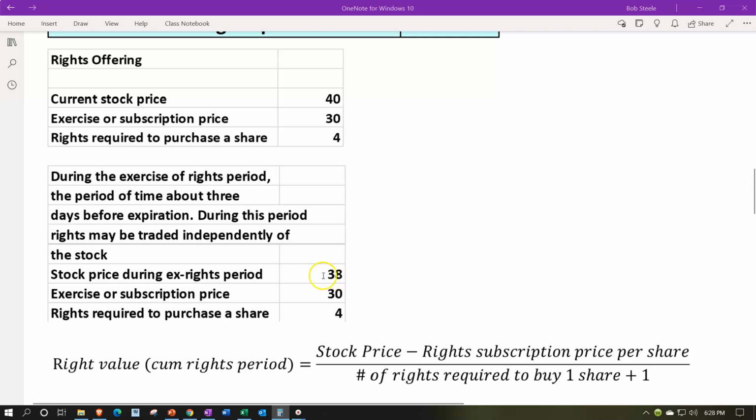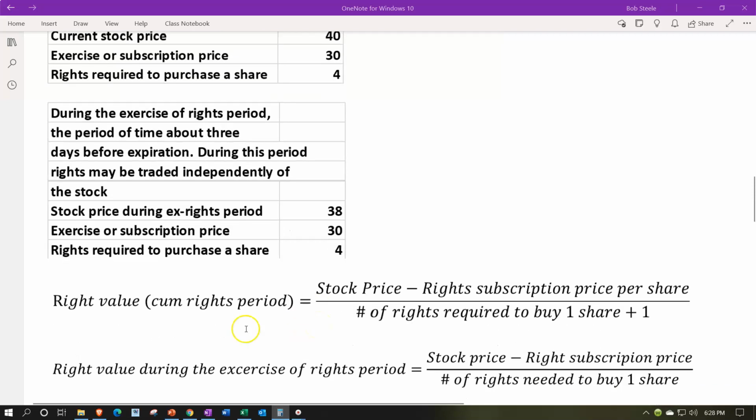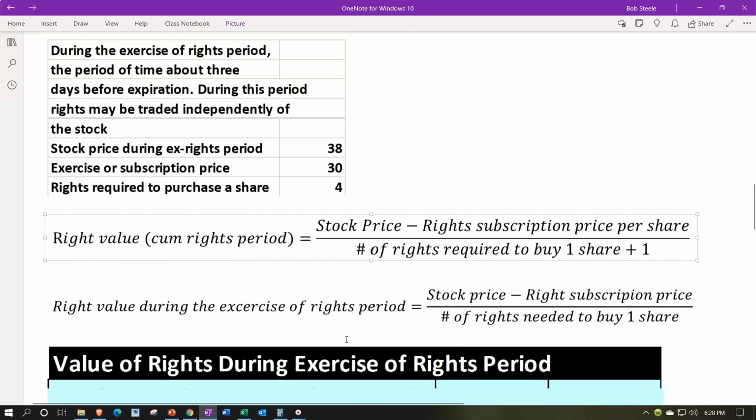That means the stock is now at a lower value, that 38 value here. The exercise or subscription price is still 30, but now the stock price ex-rights, as opposed to the stock rights-on before, which was 40, is 38, and we still have 4 rights required to purchase a share. During the cum-rights period, you'll recall, the equation up top had the plus 1. Now the rights value during the exercise of rights period is the formula of the stock price minus the subscription price over the number of rights needed to buy one share. We don't have the plus 1 now.